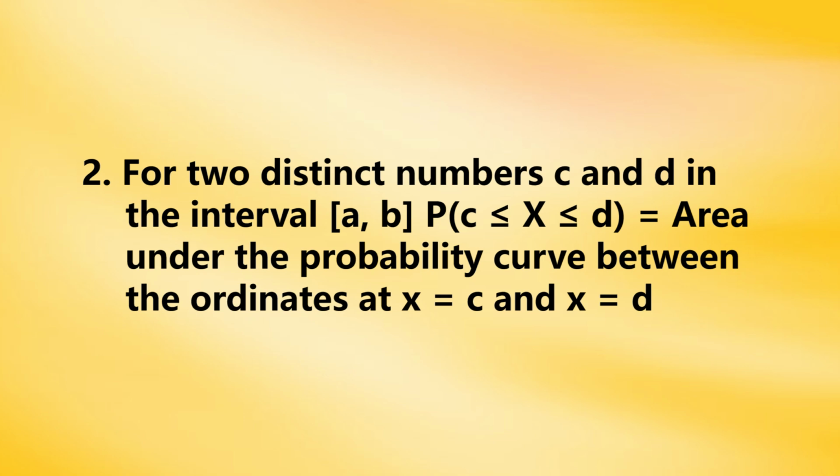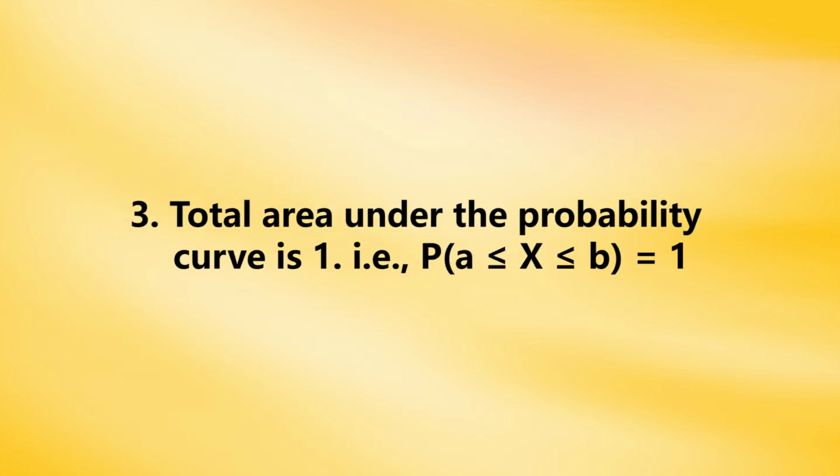probability of c less than or equal to x less than or equal to d is equal to the area under the probability curve between the ordinates at x equal to c and x equal to d. Lastly, the total area under the probability curve is 1, that is, probability of a less than or equal to x less than or equal to b is equal to 1.